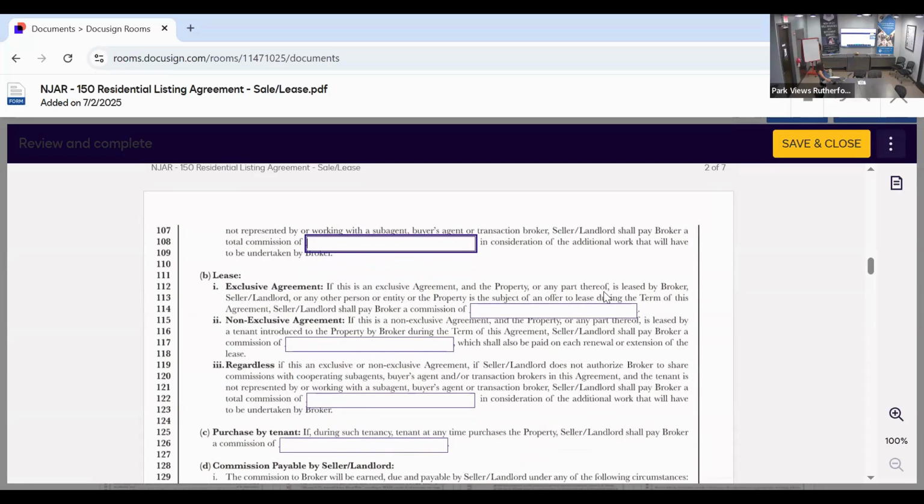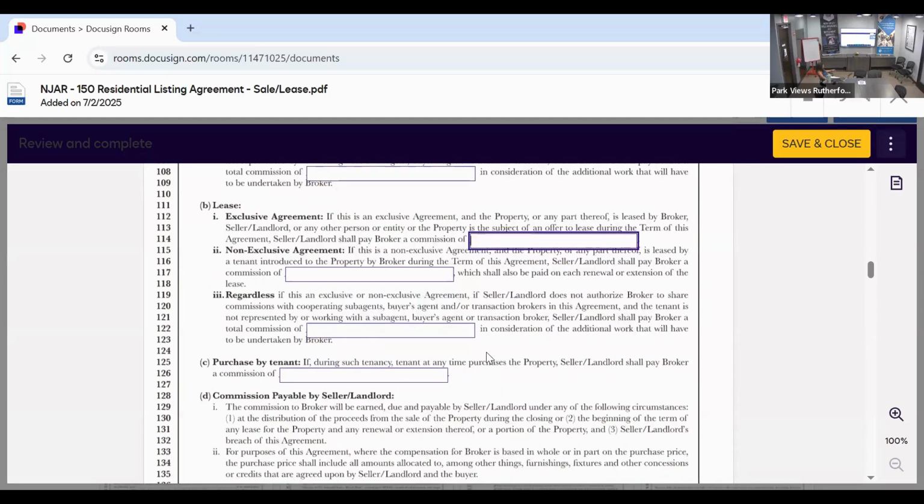Now for the lease, in this top box, it says the term of this agreement is paid by the seller or landlord shall pay the broker. You write half month on here, that means your landlord is paying you half month commission. If your landlord is not paying commission, you're going to write 0. Because that means the landlord's not paying you, and then you take the risk of not having the tenant agent pay you, the tenants pay you.